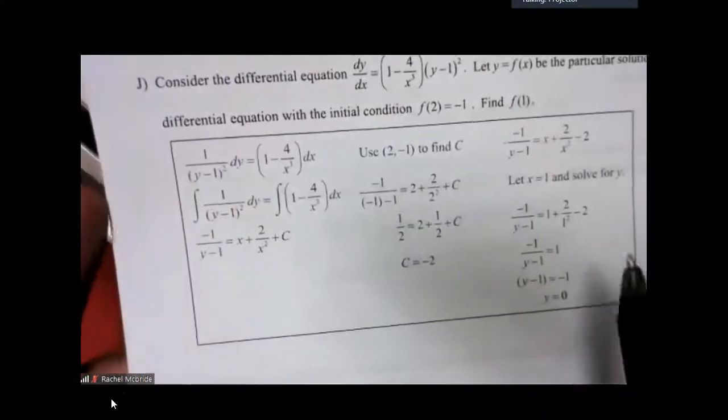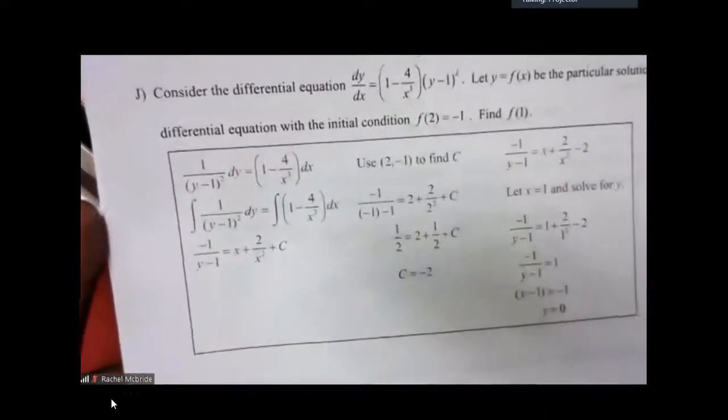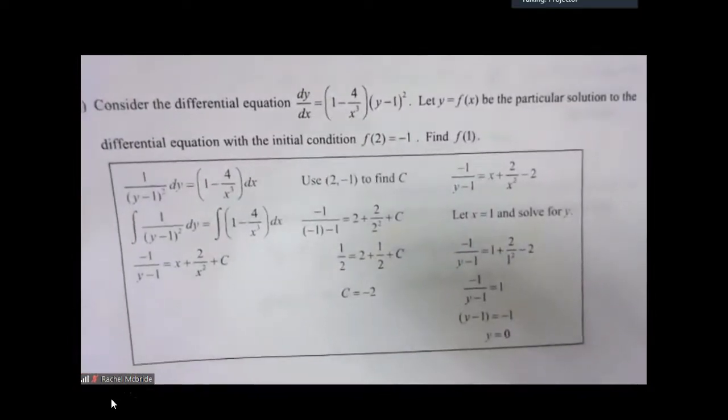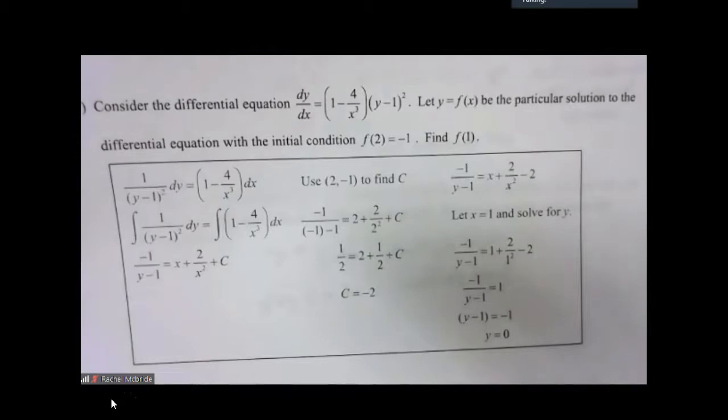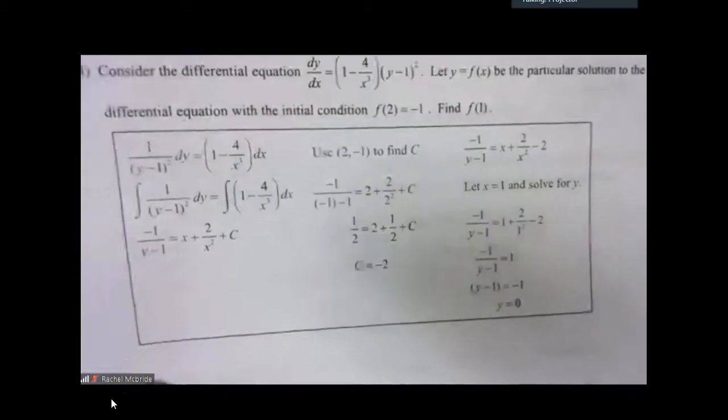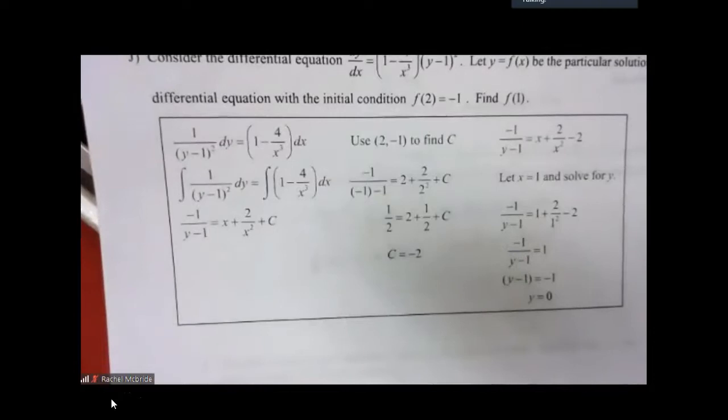Okay, letter J. This one, I believe, came off the 2017, number 6. Again, this was one of those packets we did at a NIMSY training a couple years ago, so I think these were 2016, 2017s. So I give credit because I did not create this one.